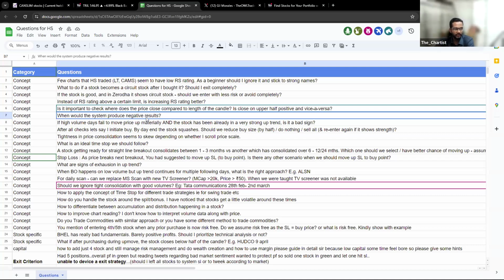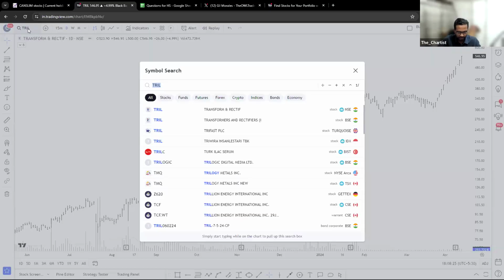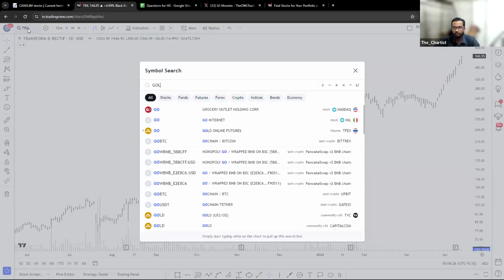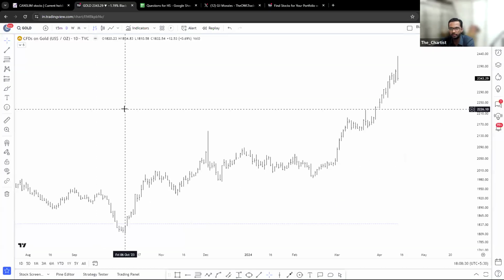If high volume days fail to move price up materially and the stock has already been in a very strong uptrend, is it a bad sign? Not always. This is a good question. If volume is high and the stock is already in a very strong uptrend, but the price fails to move up, you can see this example on the chart of gold and silver, right? What happened on the chart of gold is what your question is.